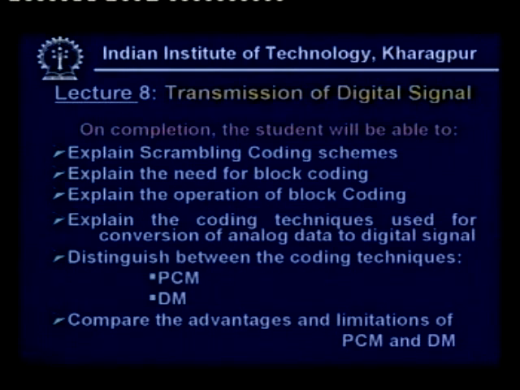And on completion of this lecture, the students will be able to explain scrambling coding schemes, explain the need for block coding, explain the operation of block coding. The students will be able to explain the coding techniques used for conversion of analog data to digital signal. They will be able to distinguish between the coding techniques such as PCM and DM, which are used for conversion of analog data to digital signal. Then they will be able to compare the advantages and limitations of pulse code modulation and delta modulation.